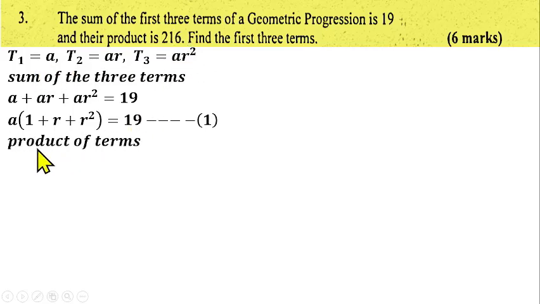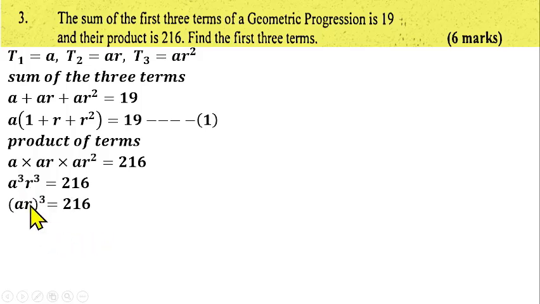So that means if you multiply them out, a times ar times ar squared, that gives us 216. If you multiply them out, that should give us a cubed r cubed equals 216. Then from there, which can be written as ar raised to power 3 equals 216, we can take the cube root of both sides. That will give us ar equals 6.